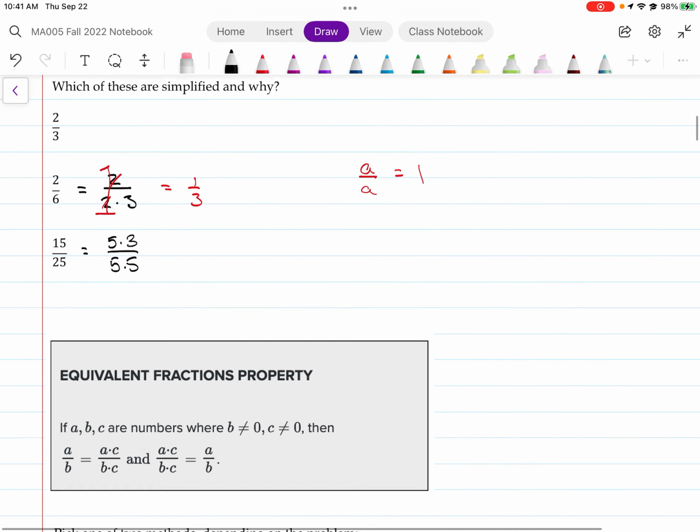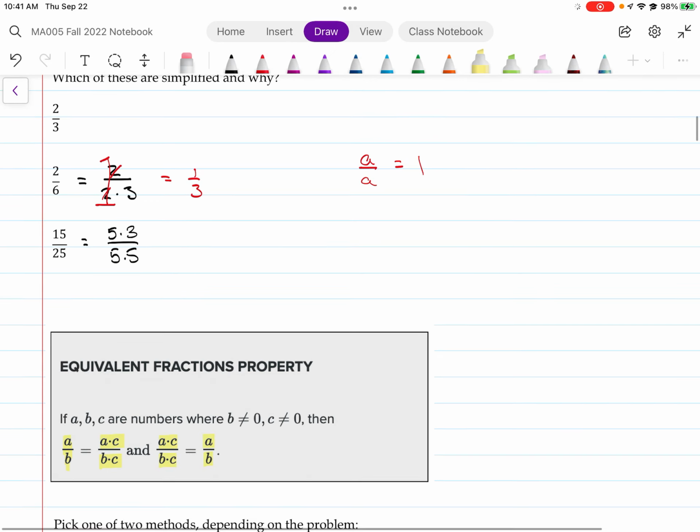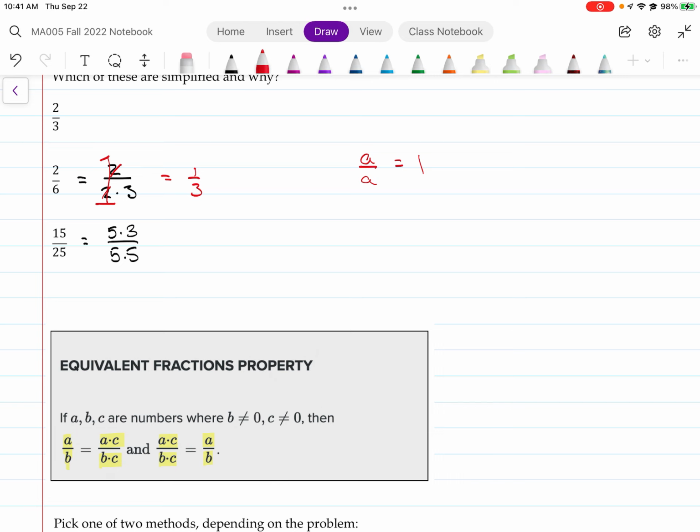All right, so equivalent fractions property. If A, B, and C are numbers, B and C can't be 0, then A over B equals A times C over B times C, and the other way around, of course. So A times C over B times C equals A over B. Okay, because C over C is just 1, right? It's just a 1. A little fancy 1 right there, okay? And you get left with A over B.